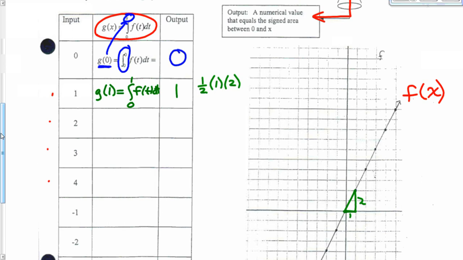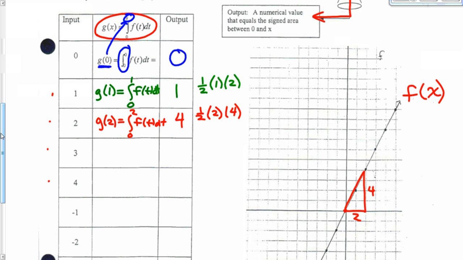g of 2. Now g of 2 is my definite integral from 0 to 2 of f of t dt. So let's look at that area. I'm going to erase what I already had. My new area starts from 0 and goes to 2, and I now have this triangular area. Again, I have a triangle. The base is 2. My height is 1, 2, 3, 4. My height is 4. So the area is 1/2 times 2 times 4, which is 4.